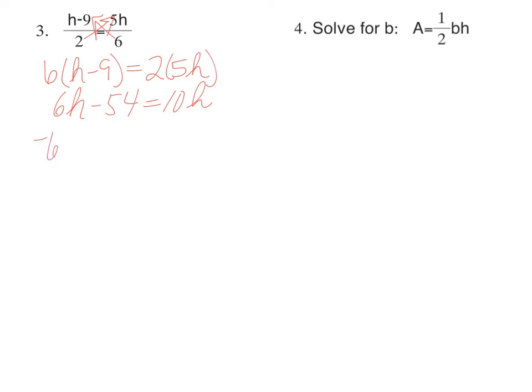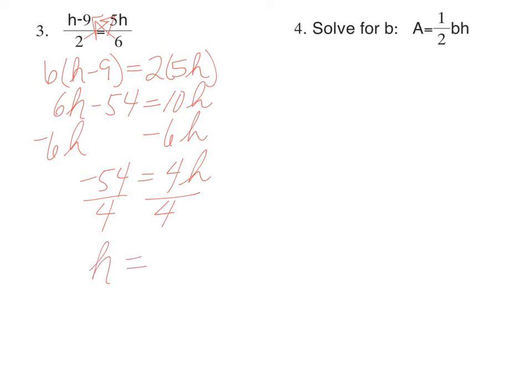And I'm going to subtract my 6h. So -54 equals 4h. Divide by 4, and h equals, I can reduce this by 2, so -54 divided by 2 is -27, and 4 divided by 2 is 2. So h is equal to -27/2.